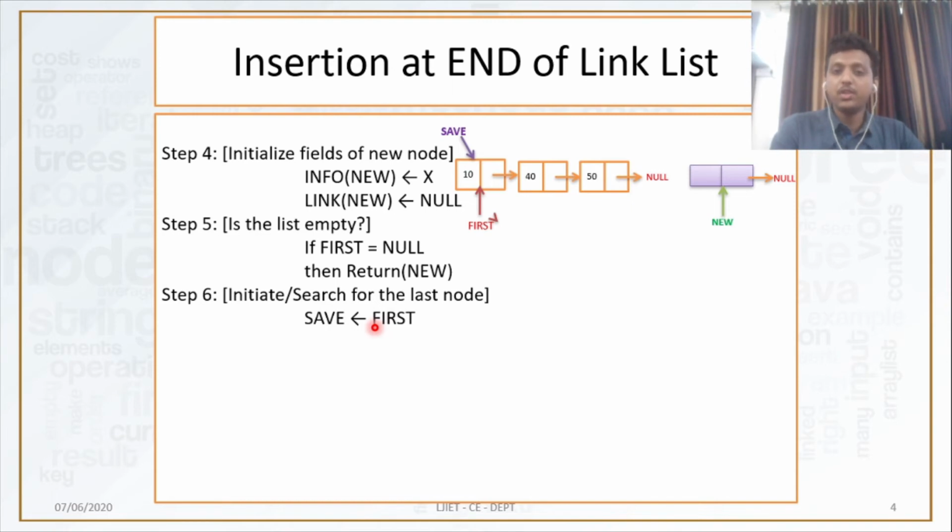Next, what do we need to do? We just need to move this save pointer forward. See, I just need to move save to 40, then save to 50.